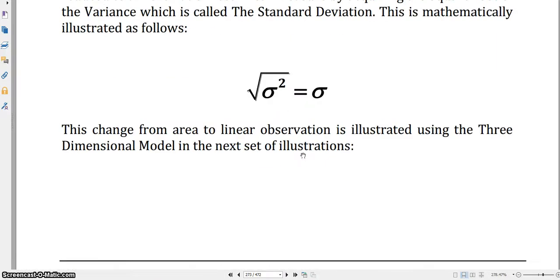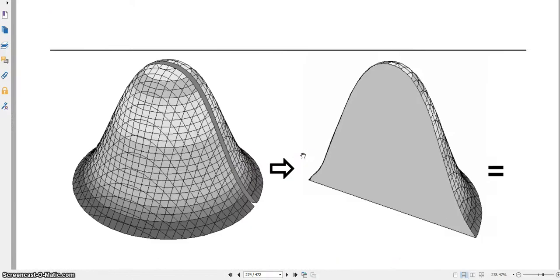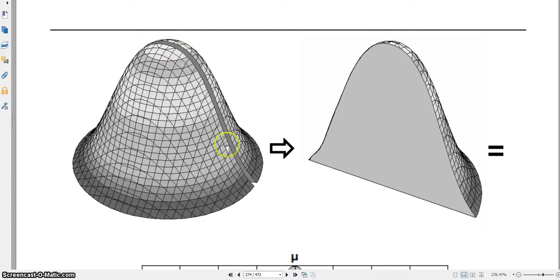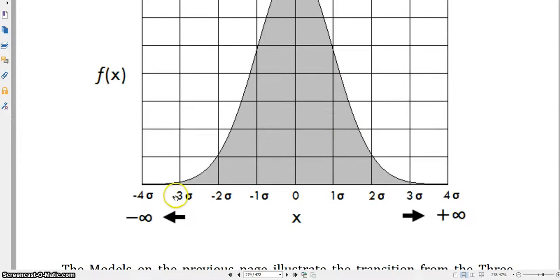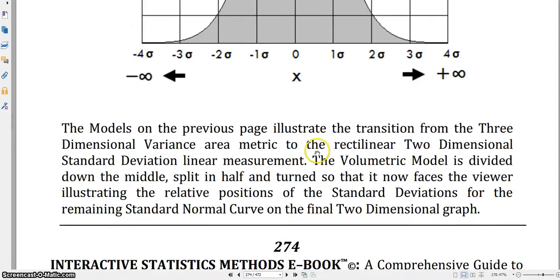So what happens is when we take the standard deviation, we literally slice this bell curve in half and turn it on its side so that it looks like this. And 1 standard deviation, 2, 3, and then on. This last line comes very close to that ideal line on which this rests, never quite touching it, but continuing on positively toward infinity or negatively toward infinity.